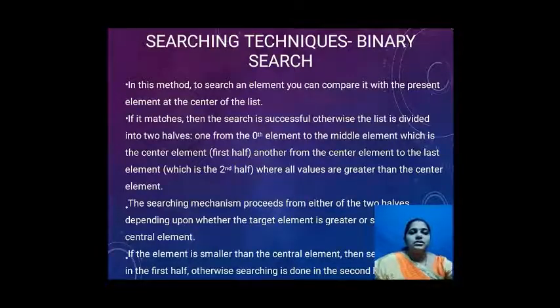Otherwise, the list is divided into two halves: one from the zeroth element to the middle element, which is the center element, and another from the center element to the last element, which is the second half. The search proceeds in one of the two halves depending upon whether the target element is greater or smaller than the central element. If the element is smaller, then the search is done in the first half, otherwise the search is done in the second half.